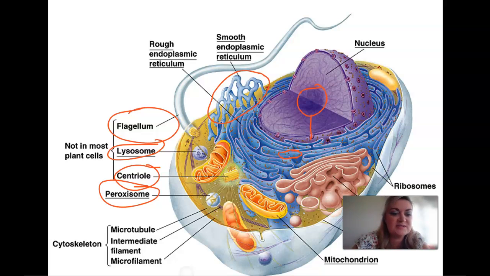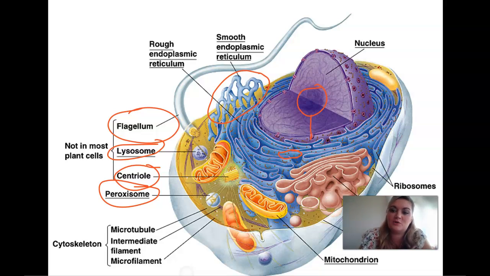Coming on down to the cytoskeleton, that cytoskeleton is going to be made up of 3 different types of filaments. You have what's referred to as the microtubule, you have the intermediate filament, and you have the microfilament. All of those are going to make up the cell cytoskeleton, and they're going to help move things around the body of the cell.